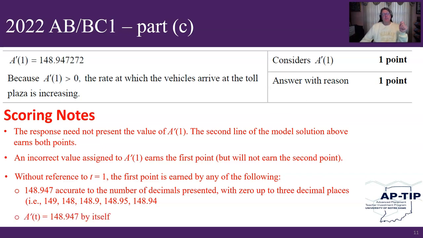And then A prime of t equivalent to 148.947. If that by itself was presented, we're going to go ahead and award the first point. Now, it's not great communication because you can see that the A prime value is not specifically evaluated at 1, but we understand that the intention was there, the calculation was correct. Again, we don't like it as teachers in our classroom, but we feel like on the AP exam, that's not egregious enough to sacrifice the student earning that first point.